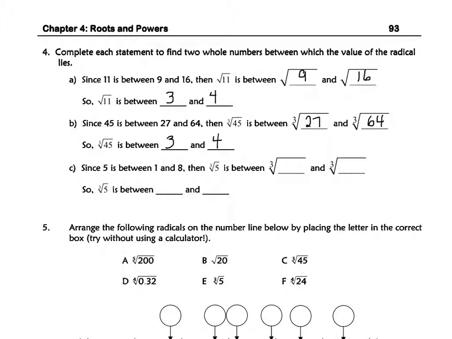Since 5 is between 1 and 8, then the cube root of 5 would be between the cube root of 1 and the cube root of 8, which is between 1 and 2. And 5 is probably a little bit closer to 8, so probably 1.6 maybe, because halfway would be 1.5, but 5 is a little closer to 8 than it is to 1. So if we just check on the calculator here, the cube root of 5 is actually 1.7.